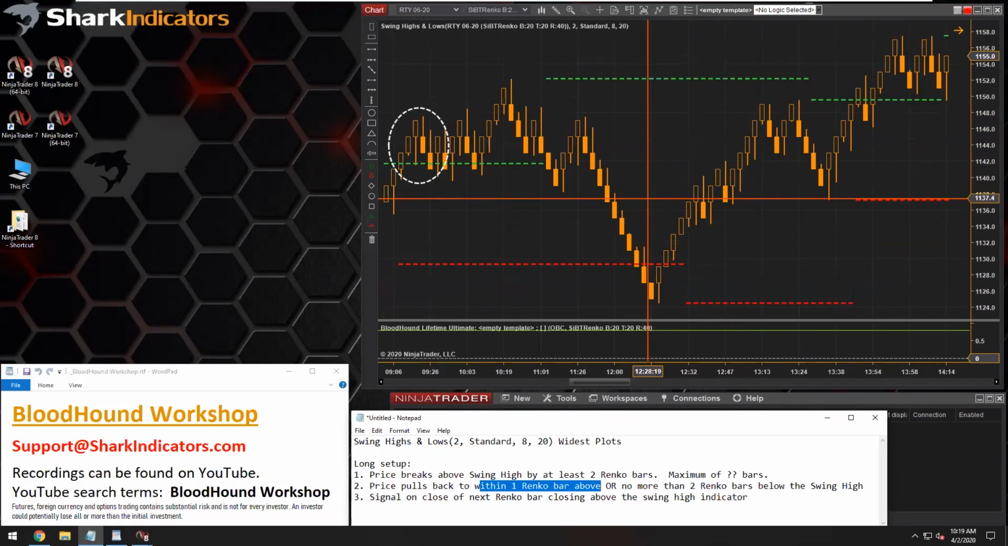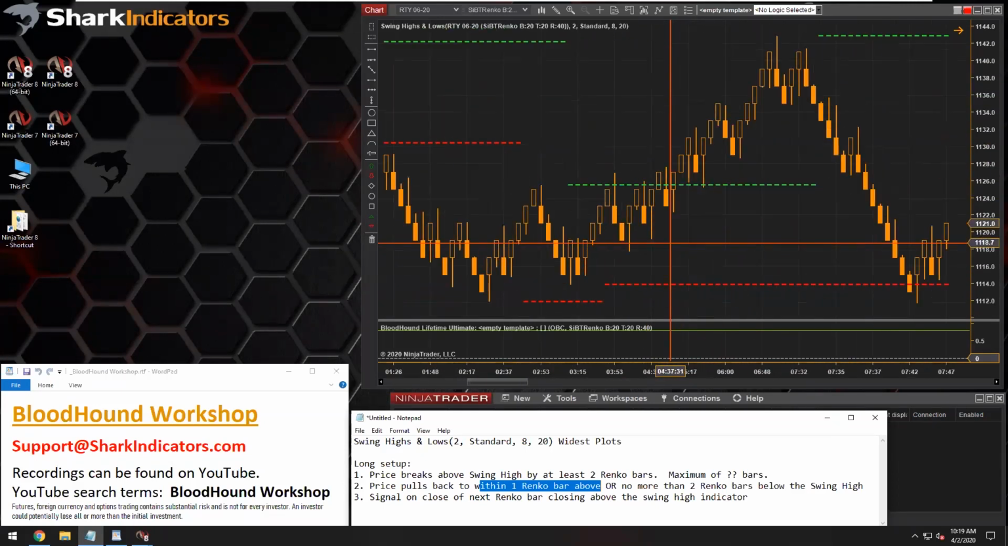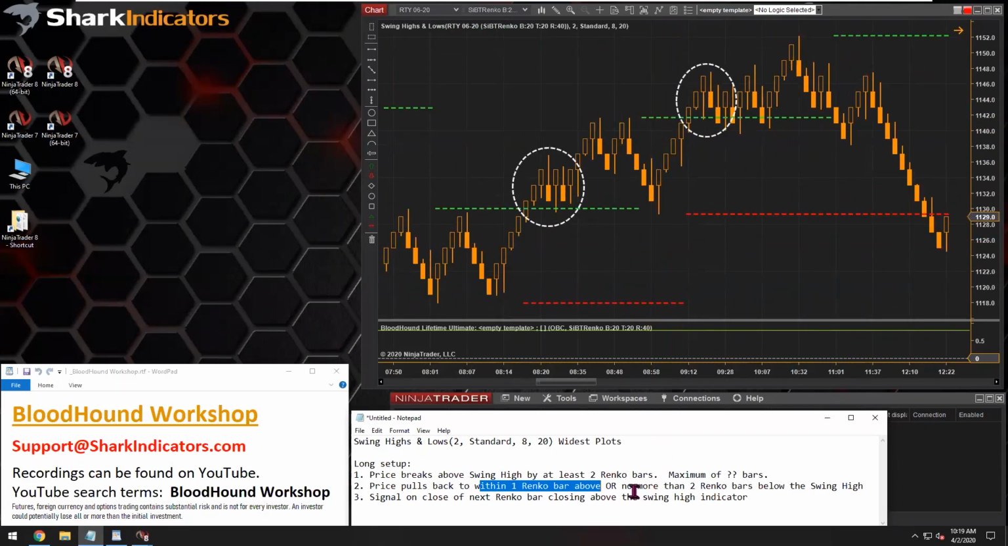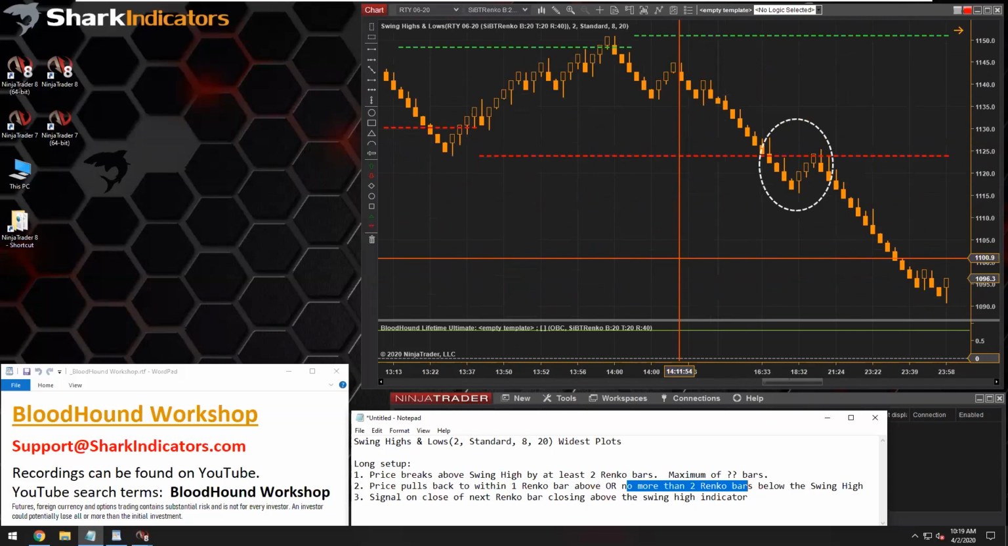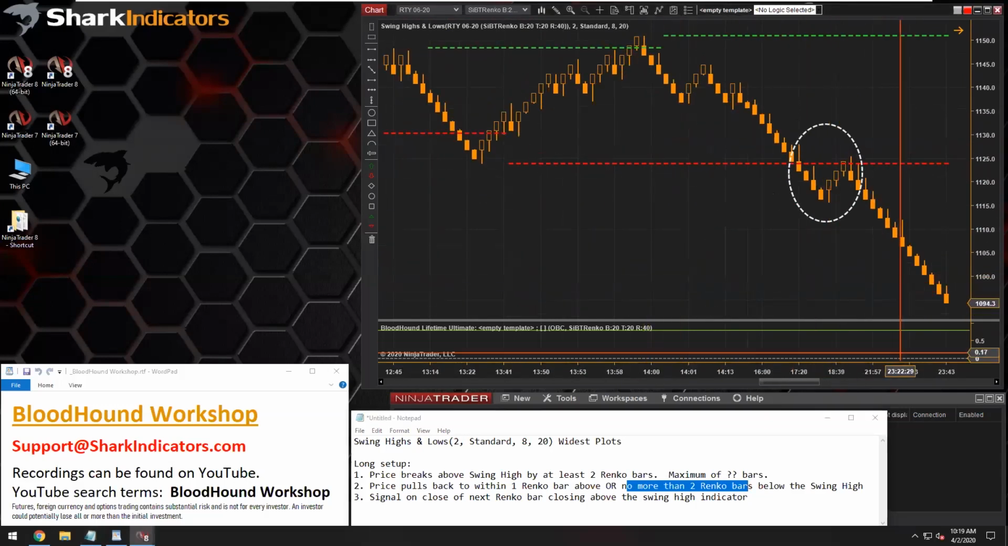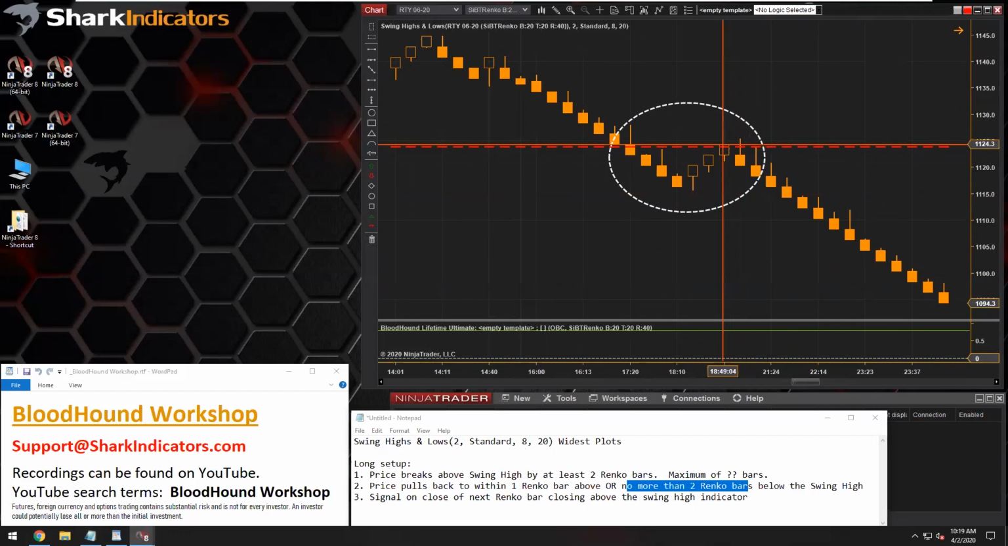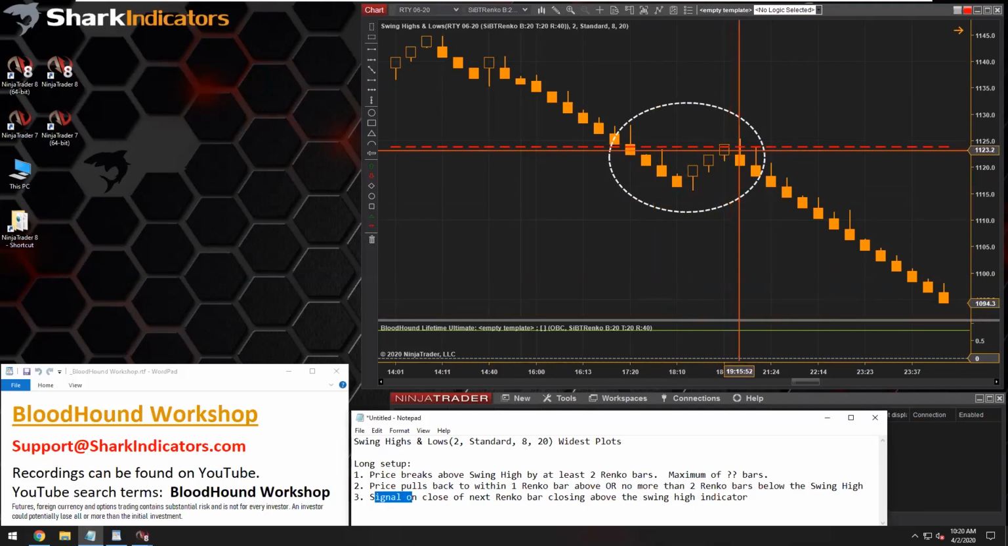And then let's see if I have another example here. No, I don't have any examples of breaking past the swing line by 2 bars. But on this short here, we can see that this bar breaks the swing low by 1 bar. And so if it does it by another bar, that's okay. That's acceptable. All right, and then the signal is generated when basically the Renko reverses direction, right?